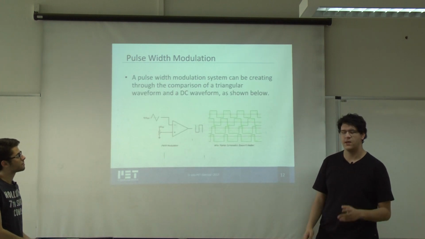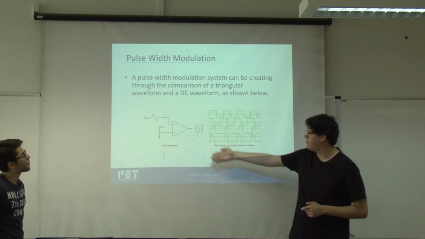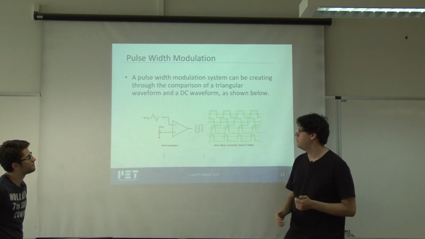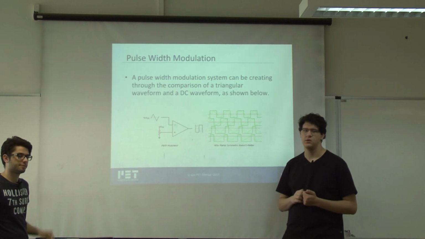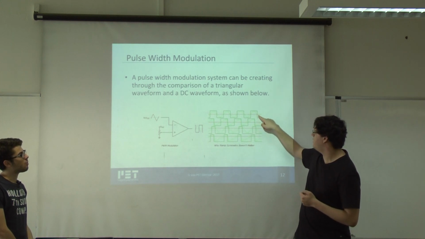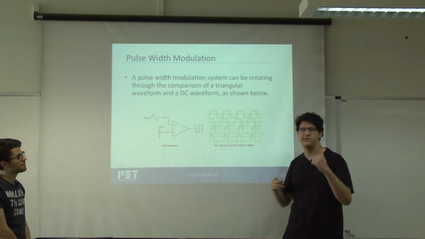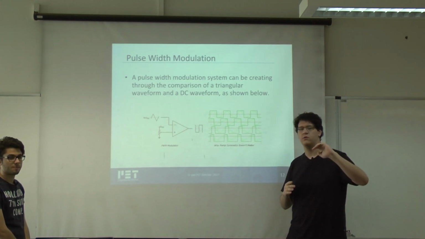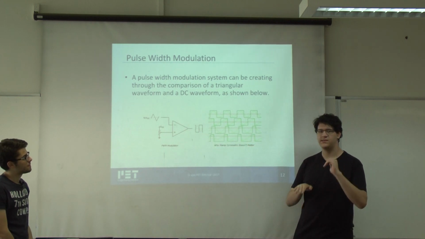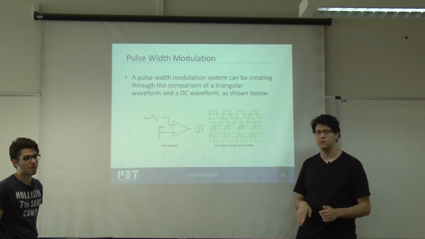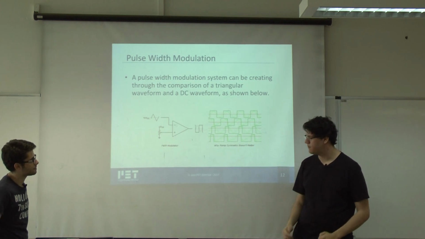And we can generate a PWM through a comparator circuit using a triangular waveform and a DC level, so that when the triangular wave exceeds the value of the DC level, you will saturate the comparator output, and you will be setting the PWM levels, the duty cycle of your PWM.